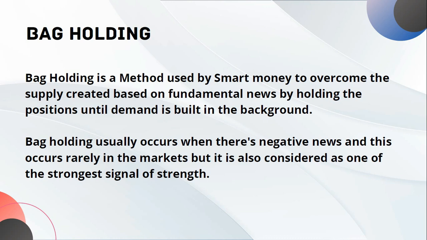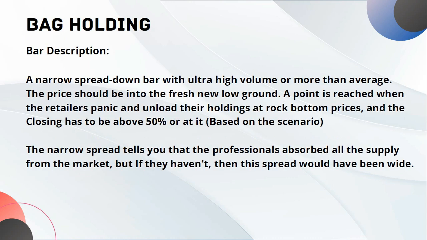First, you have to understand what bag holding is. Simply, whenever there is negative news in the markets, you can see bag holding. Now let's discuss the conditions of bag holding. It has to be a narrow spread down bar with an ultra high volume, or volume more than average. Second, bag holding should occur on a fresh new low. In simple terms, it has to be a proper downtrend. Whenever there's a proper downtrend and you see bag holding, then that is valid.